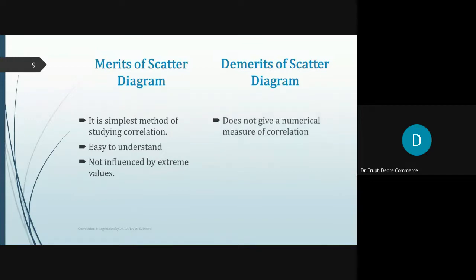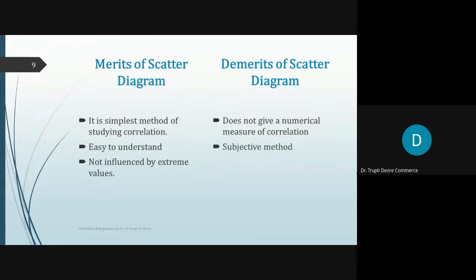Then what are the demerits of a scatter diagram? It does not give a numerical measure of correlation. So you cannot calculate correlation with the help of a scatter diagram. A scatter diagram is only to find out whether there is a correlation or not and the type of correlation. But for the purpose of measuring correlation, you need a mathematical formula so that you can have a proper numerical measure of correlation.